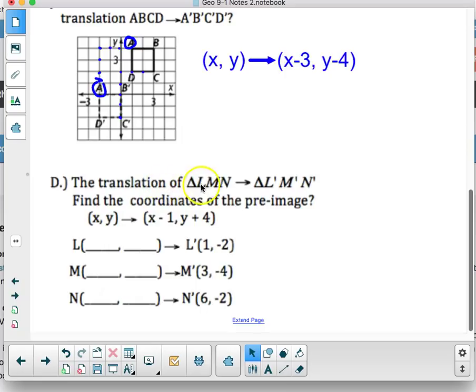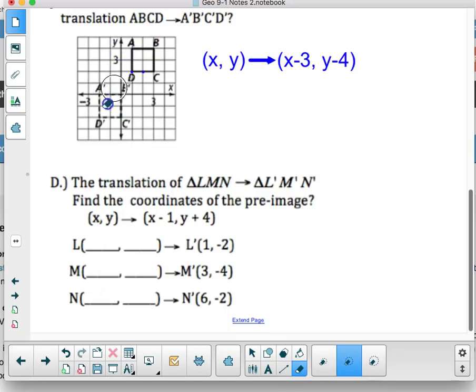The translation of LMN to L prime, M prime, N prime was provided. Okay, find the coordinates of the pre-image. Find the coordinates if this was the rule that they followed. Now remember, this is a rule we just found. How would I go from my final destination back? I want you to think about that.